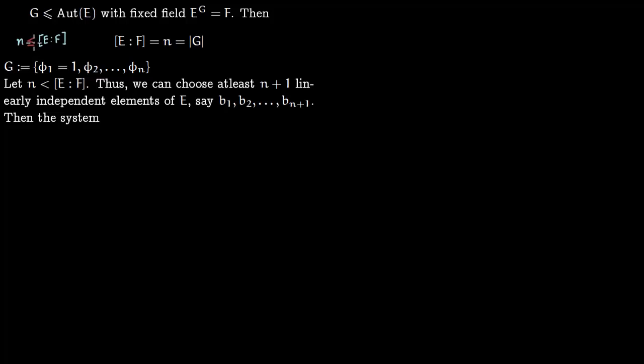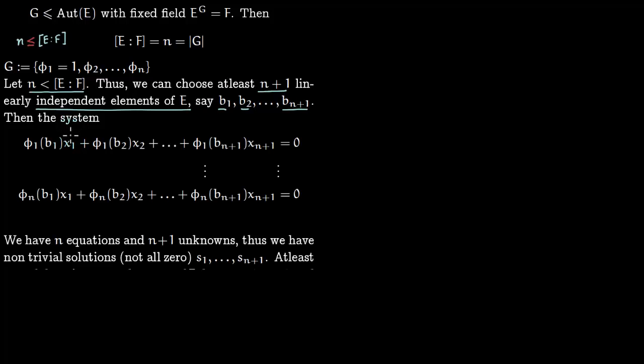So we have already shown that n is less than or equal to this degree of extension. To show that only equality holds, we have to show that n less than the degree leads to a contradiction. Notice that n is the size of our group, where phi1 is just the identity map. So let n be less than the degree of extension. Then we can choose at least n plus 1 linearly independent elements of E, because n is less than the degree of extension, and say you have chosen these elements b1, b2, all the way to b n plus 1. Then you form a system of equations in n plus 1 unknowns, x1, x2, all the way to x n plus 1.